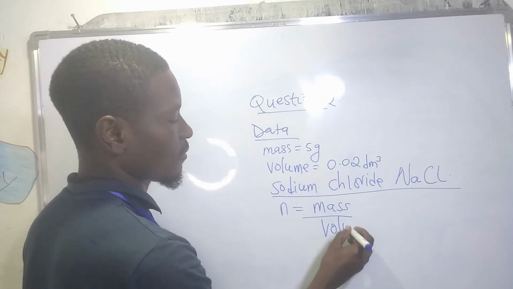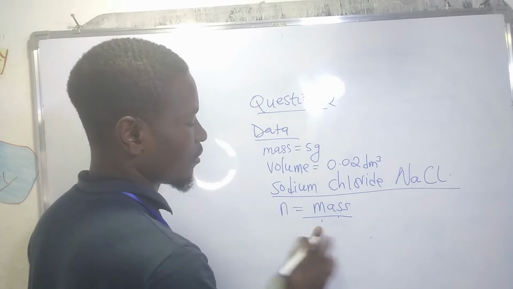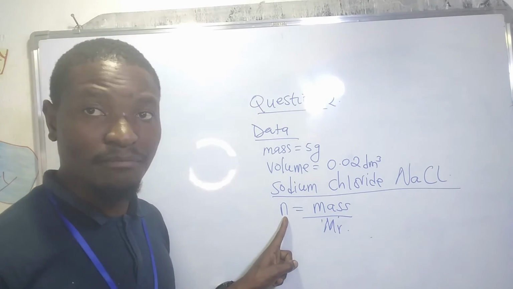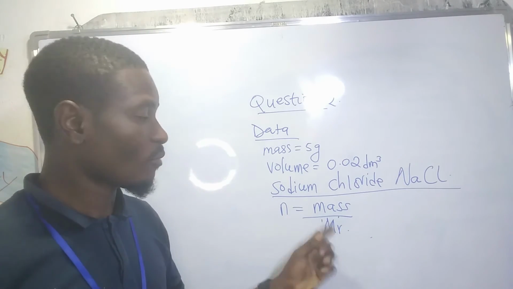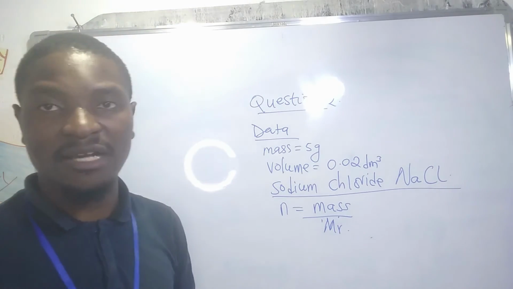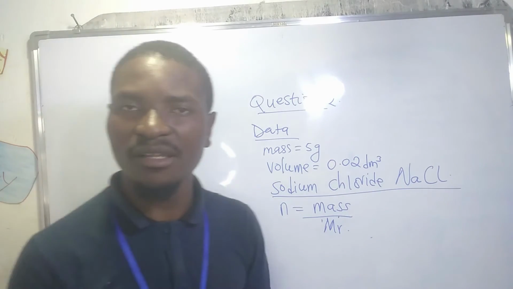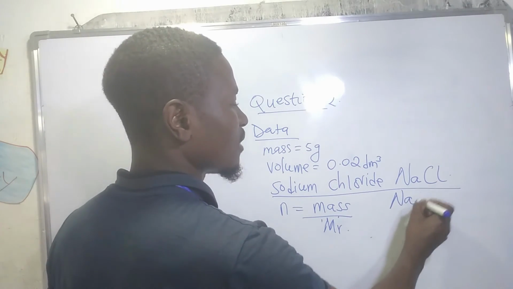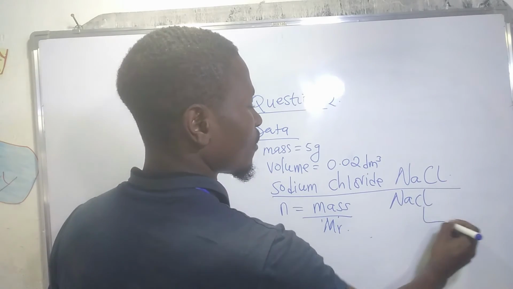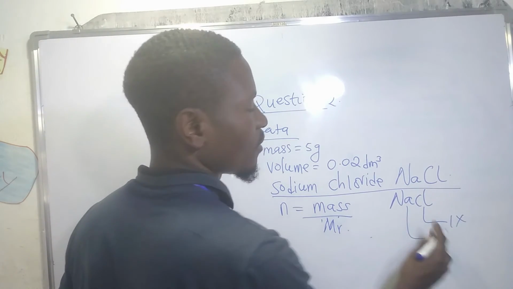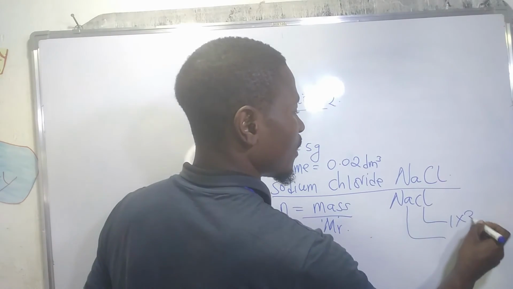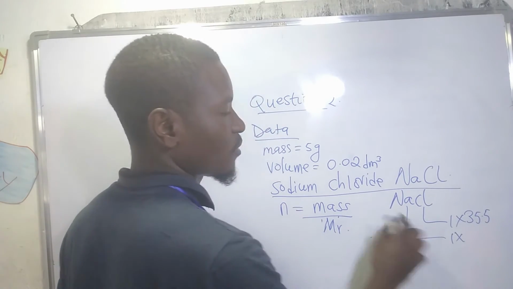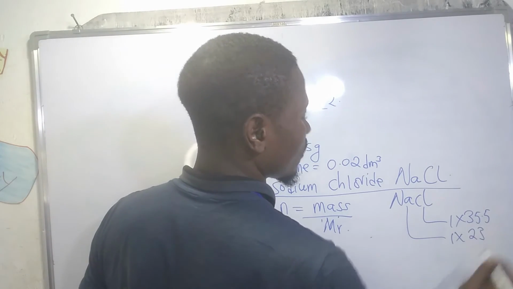over the relative molecular mass. Number of moles, meaning the n, equals the mass over the relative molecular mass of the sodium chloride. Now, how can you find the relative molecular mass of sodium chloride? You just have to do the same thing we did for copper(II) sulfate. So there is only one chlorine multiplied by 35.5, and then sodium is 1 multiplied by 23.